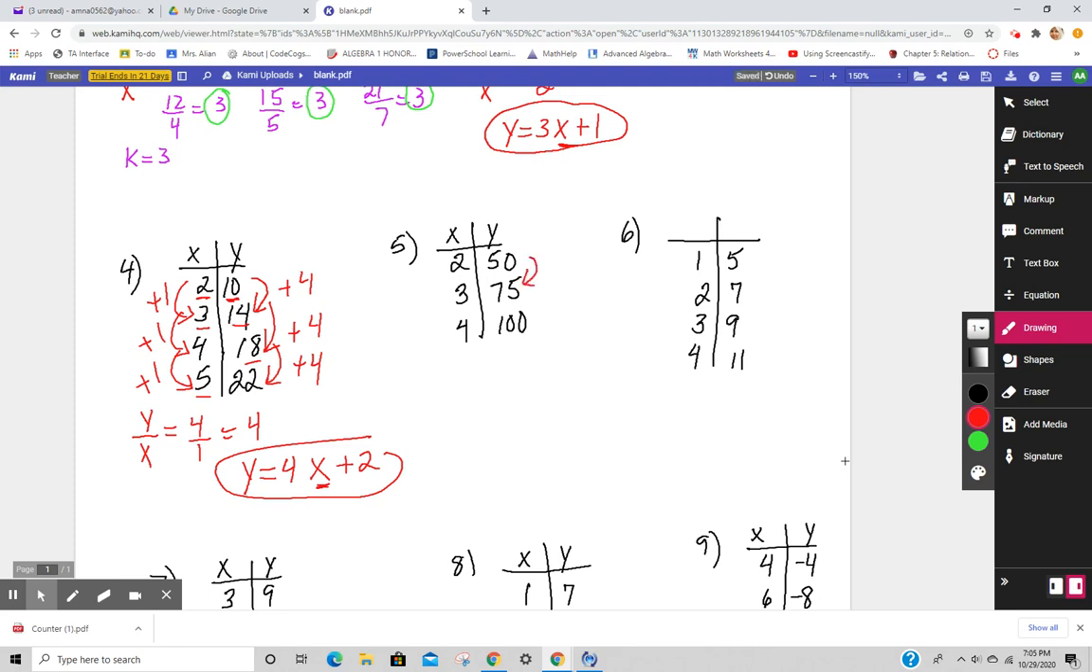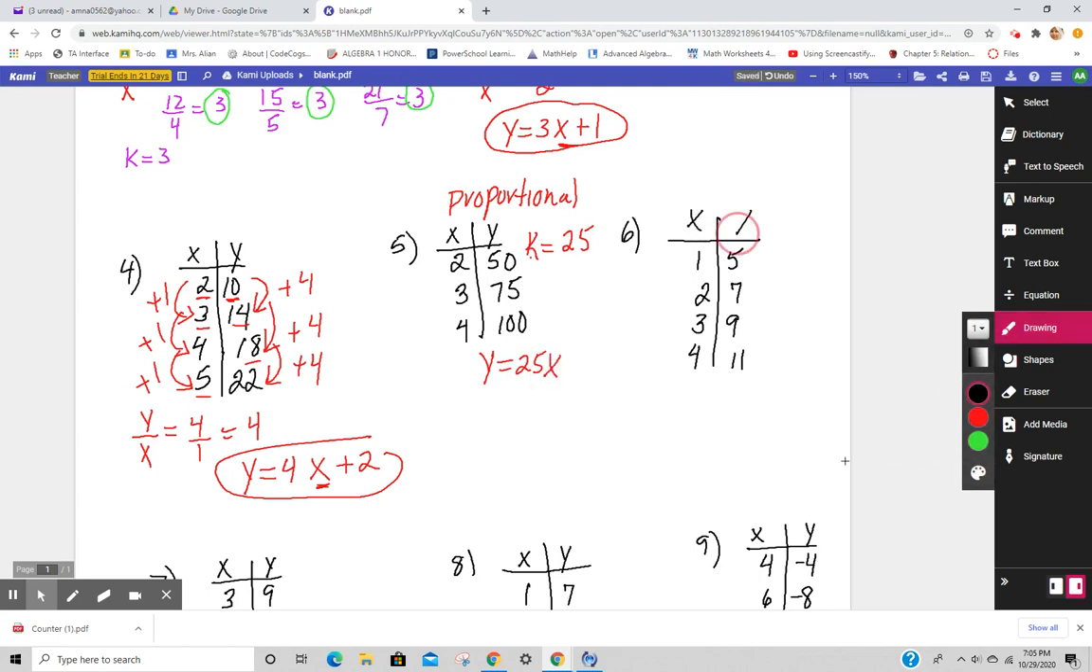Okay, let's look at the next one. Is this a proportional relationship? 50 divided by 2 gives me 25, and 75 divided by 3 gives me 25, and 100 divided by 4 gives me 25. So yes, this is a proportional relationship. And our constant ratio k is 25. So then our equation is going to be y equals 25x.